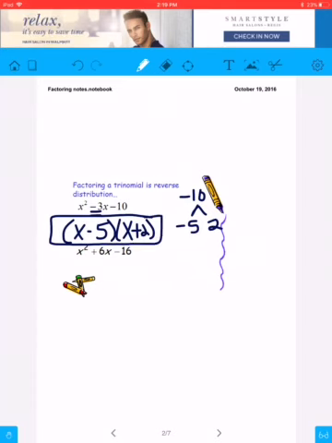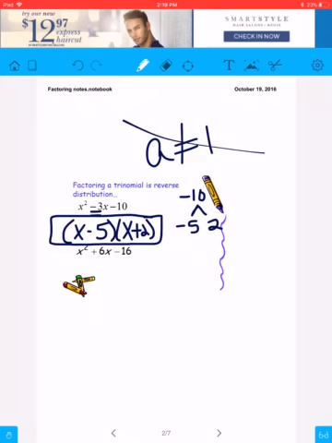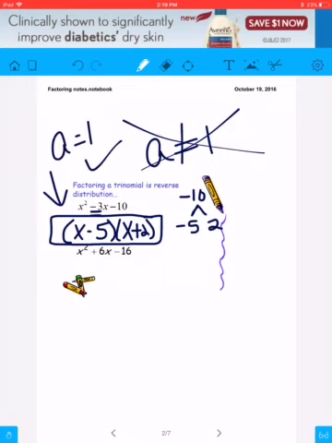However, if a is anything other than 1, we cannot do that step right there. Okay, but since a is 1, that's good. We can jump straight into just saying our two factors.